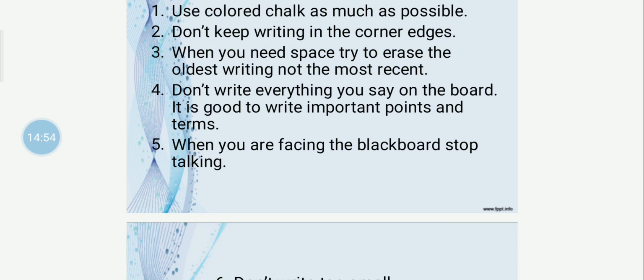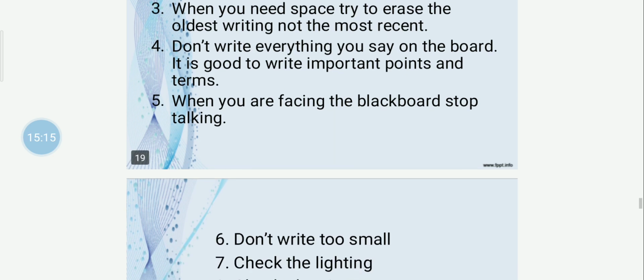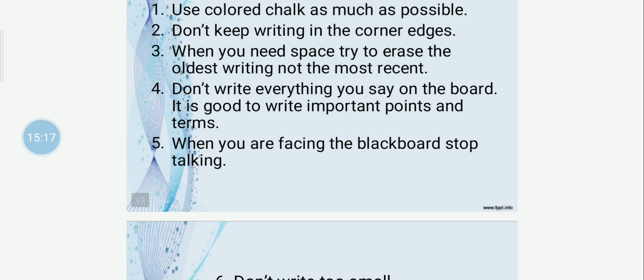Then don't write everything you say on the board. It is good to write important points and terms. I told you already, don't write everything you say in the class on the board, otherwise the student will get confused. So write the important points only on the board. Okay, then when you are facing the blackboard, stop talking. Just concentrate on the writing, then give a look at the students.